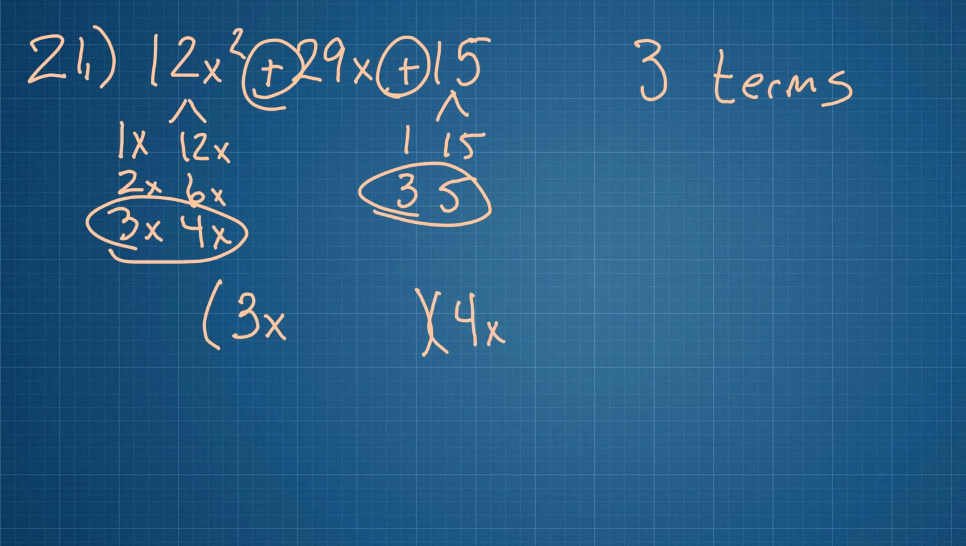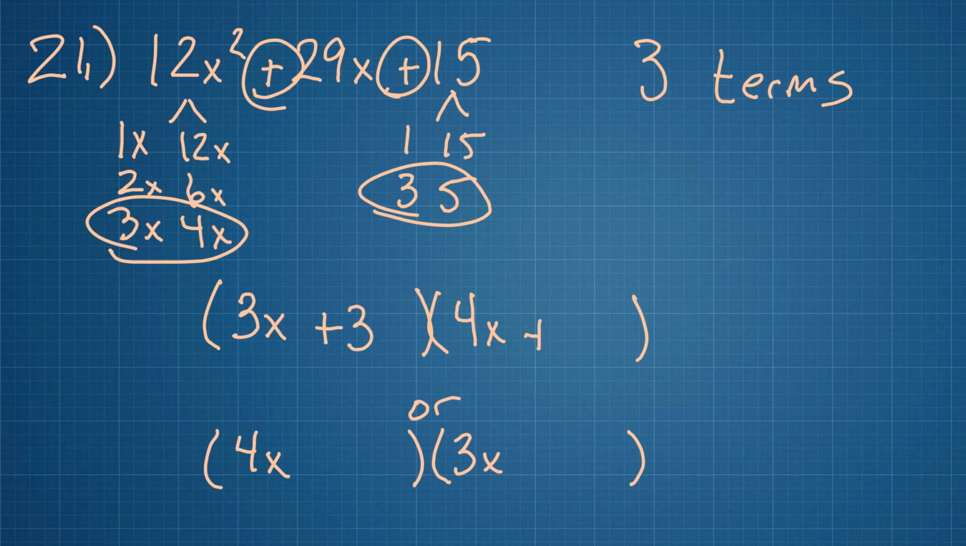So I write 3x and 4x. And I actually write it twice. But the difference is I write the order different. Because order matters when we talk about factoring. So I'm going to try 3 and 5, and 3 and 5.